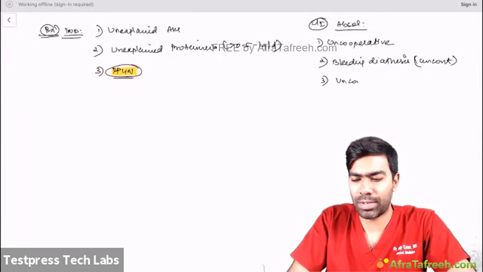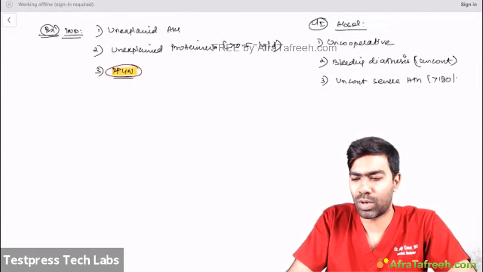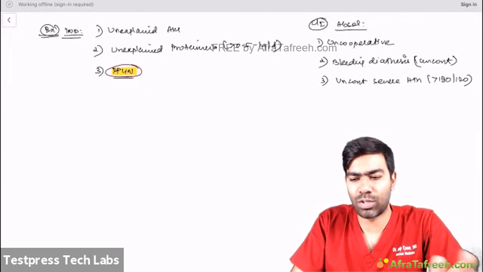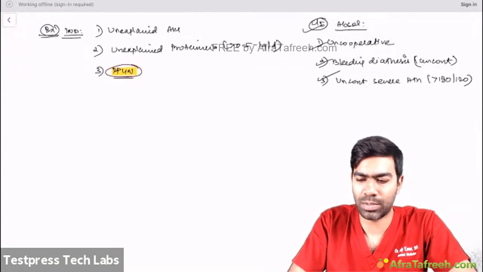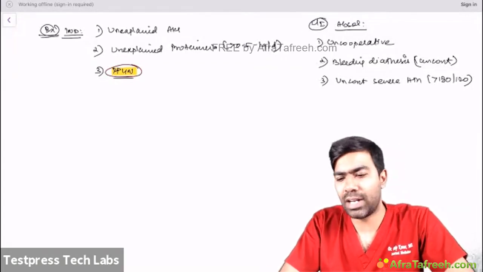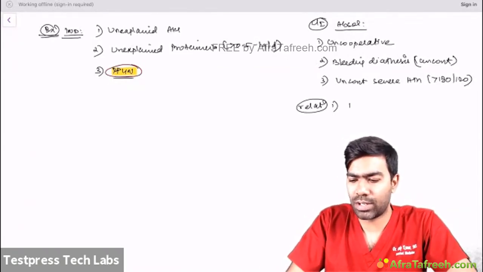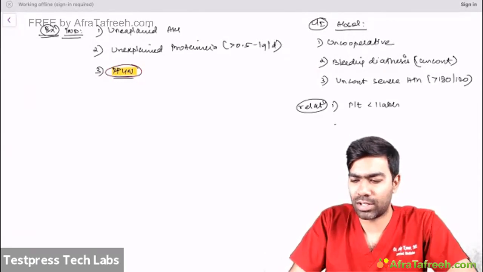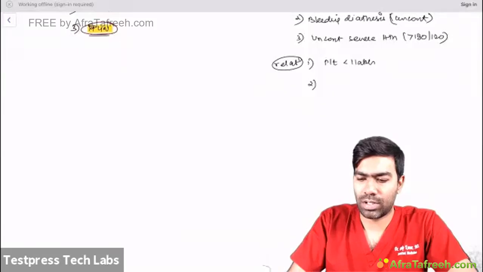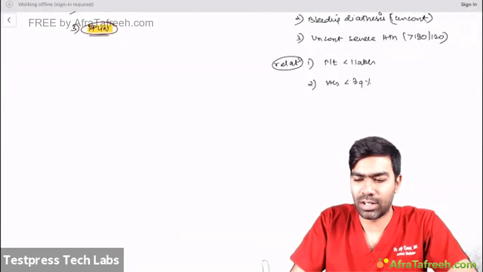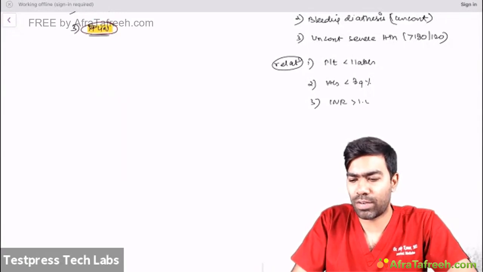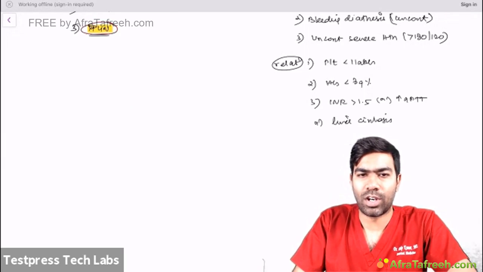Then again, uncontrolled severe hypertension. We know what you mean by severe hypertension. If it's more than 180/120, then in this setting also, it's an absolute contraindication. These are only 3 absolute contraindications as far as kidney biopsy is concerned. But nevertheless, you have many relative contraindications. The best relative contraindications I will tell you: if the platelet count is less than 1 lakh, if the hemoglobin is less than 8 grams per deciliter, or the patient is having INR more than 1.5 or elevated APTT due to any cause, or the patient is having liver cirrhosis.